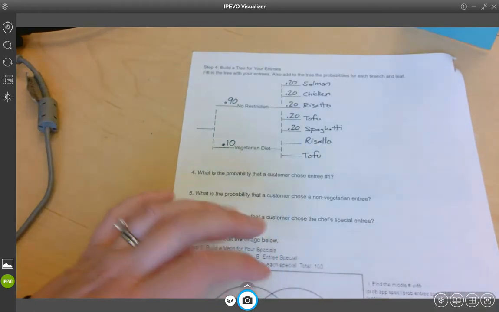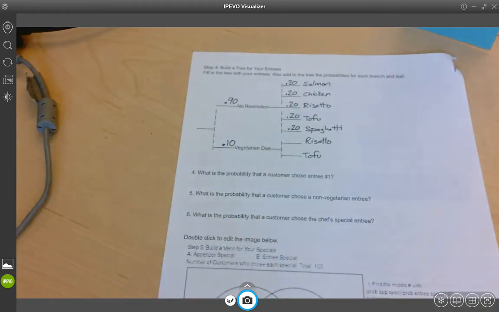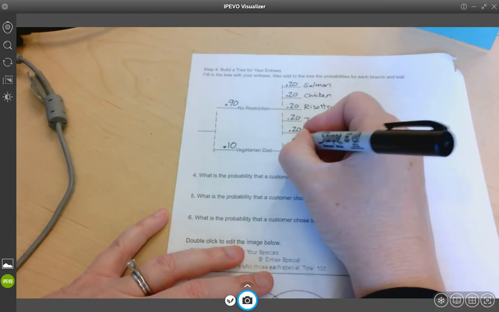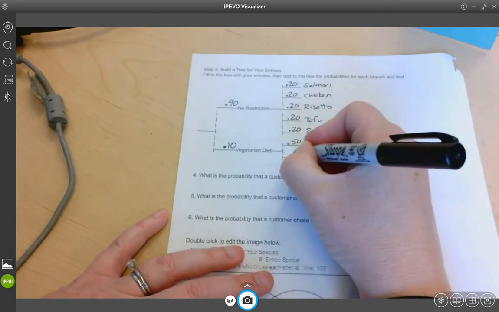Now, vegetarians only have 2 options, so we only have to split the 100% in half. So what's the probability that they're going to choose the risotto? We have 2 options, so we're cutting the 100% in half. Probability that they choose risotto is what? 50%, very good. So we're going to do 0.50 and 0.50.